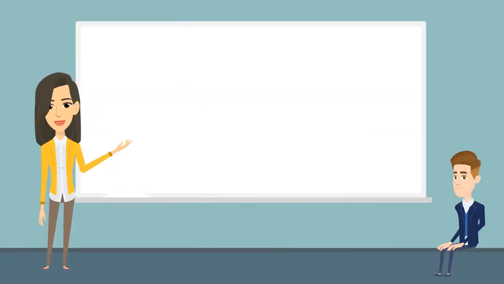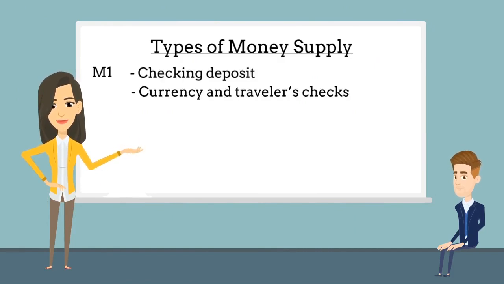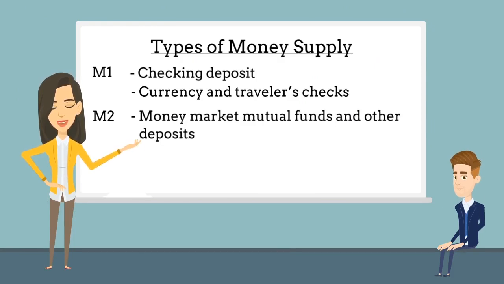First, let me explain the types of money supply. M1 includes checking deposit, currency and traveler's checks, while M2 includes money market mutual funds and other deposits, saving deposits, as well as time deposits.